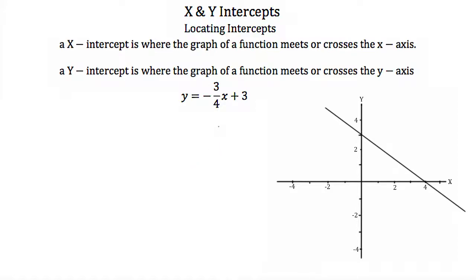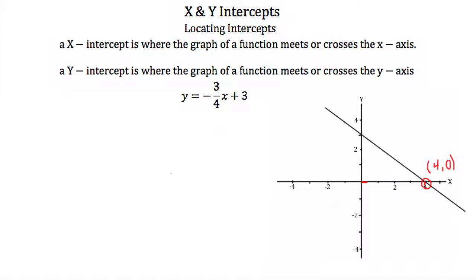So let's look at the graph of y is equal to negative 3/4 x plus 3. It's already drawn for us. And if we wanted to find our x-intercept, we would go to the x-axis and to where the function crosses it. So our x-intercept would be right here. And you'll notice the coordinate of our x-intercept is (4, 0), because it intercepts x at 4, and then since it's on the x-axis, the y-coordinate is 0.